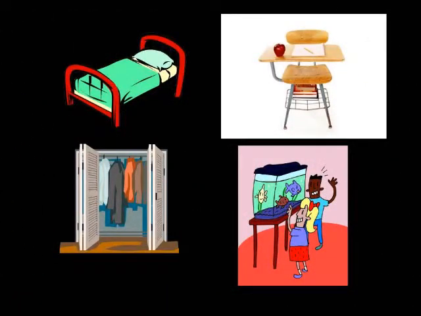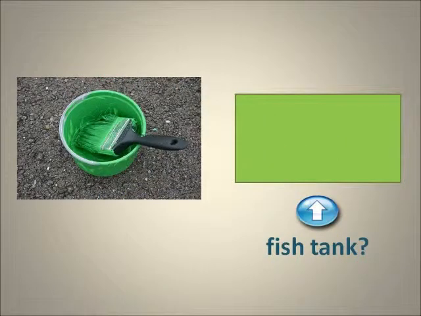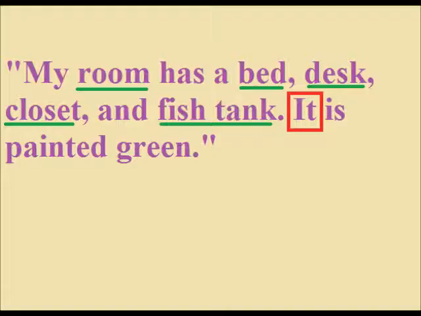Example 1. My room has a bed, desk, closet, and fish tank. It is painted green. Do you see the problem here? Your fish tank is painted green? Huh? How do you see the fish inside? Or your bed is painted green? That's kind of weird. The pronoun it could refer to room, bed, desk, closet, or fish tank. But it's okay, because there are several ways to easily fix this.